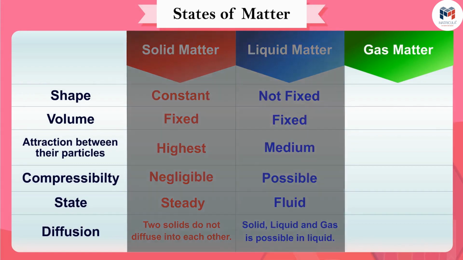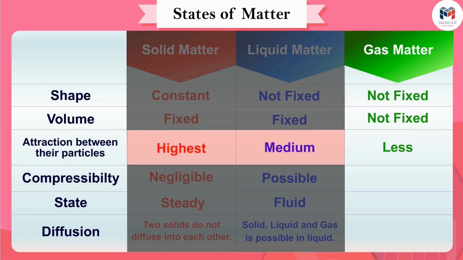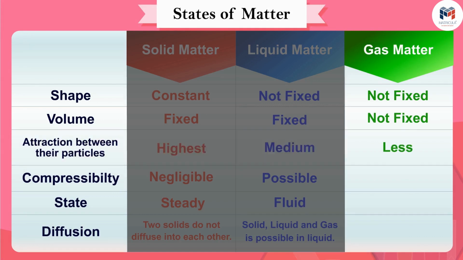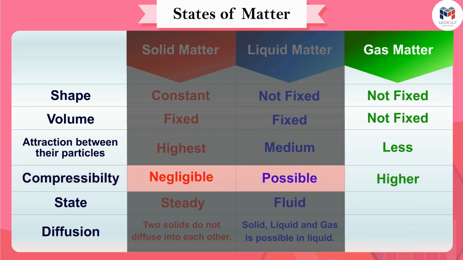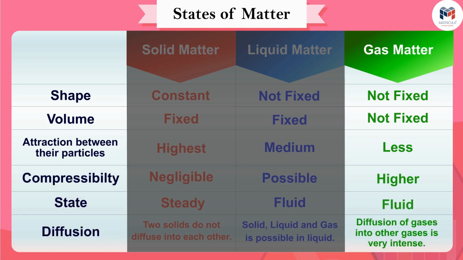So friends, as we have seen that the shape and volume of gaseous matter are not fixed, the attraction between particles of gaseous matter is less than that of solid and liquid, as particles of gaseous matter have more space. Therefore, the compressibility of gaseous matter is much higher than that of solids and liquids. Even in the gaseous state, the substance is not rigid, but a fluid. And diffusion of gases into other gases is very intense.